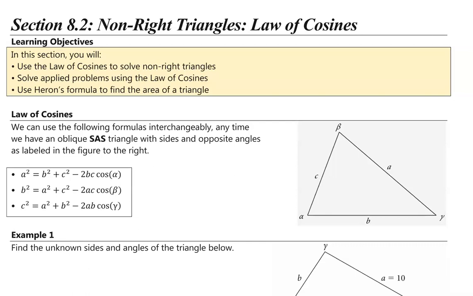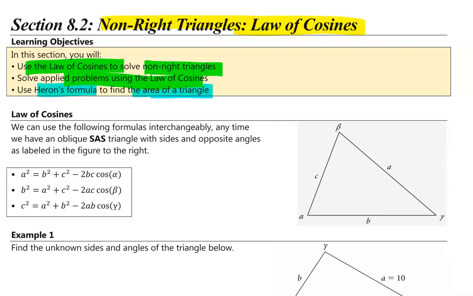Section 8.2 non-right triangles, law of cosines. In this section, you will use the law of cosines to solve non-right triangles, solve applied problems using the law of cosines, and use Heron's formula to find the area of a triangle.